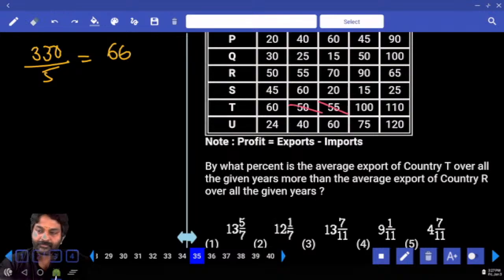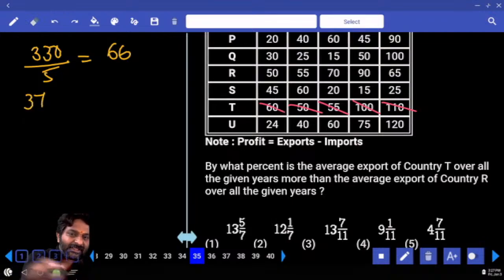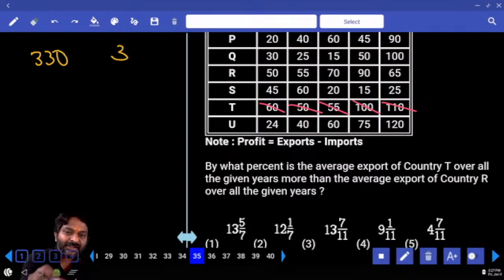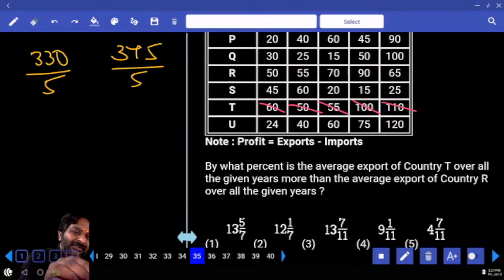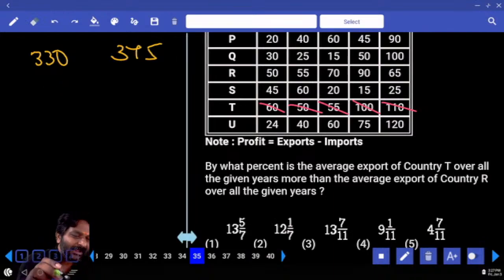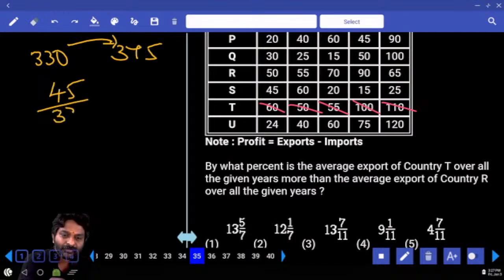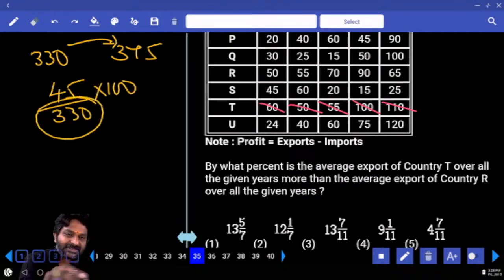50, 55. 105 plus 110. 105 plus 110, 215 plus 100. 315 plus 60. 375. Earlier it was 330, right? Now it is 375. And you know the denominator is 5 every time, correct? So as the same denominator is there, we don't really have to worry about it and just consider these two numbers. T is how much more than R? 375 is how much more than 330? Upon, percentage into 100, 10%.